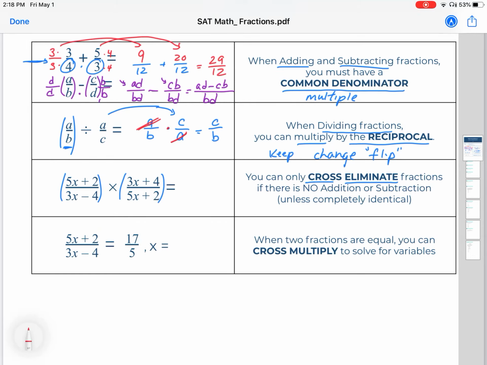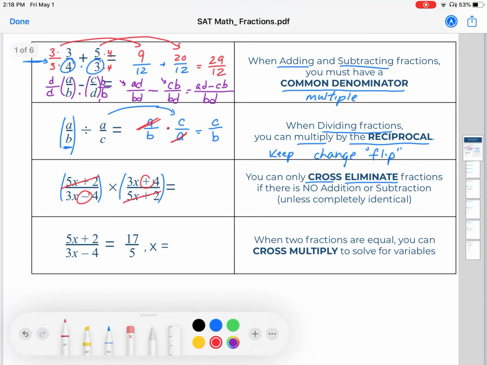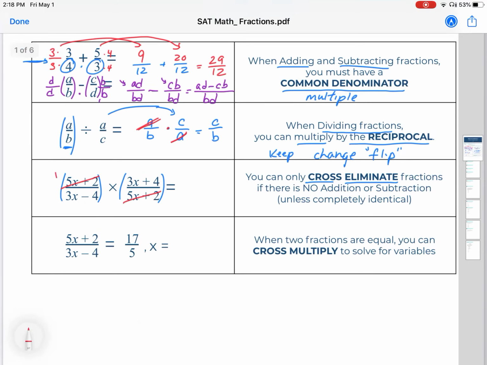Here we're going to cross-eliminate the 5x plus 2 and the 5x plus 2. Now some of you might be thinking, what about this 3x plus 4, 3x minus 4? Is there any way to mess with that? Although they look very, very similar, there's nothing we can do with that. So we're just going to eliminate these. And be sure to remember that when we're eliminating, it's not a 0 that's left. It's actually a 1. We're not completely eliminating, meaning getting rid of all the values. We're actually just simplifying it to 1 over 1. So multiplying this across, I get 3x plus 4 over 3x minus 4.